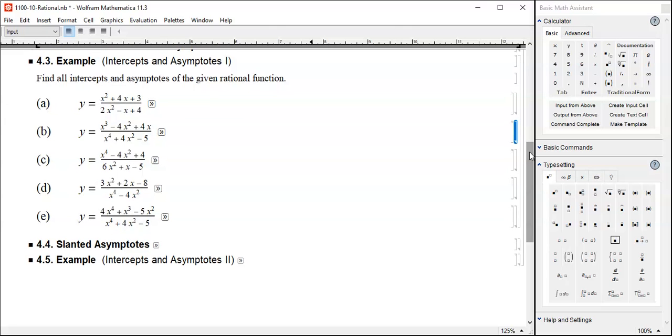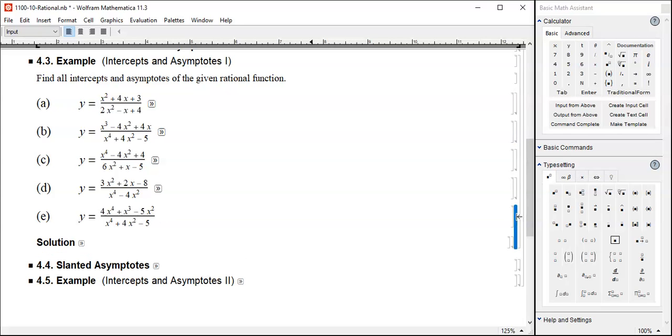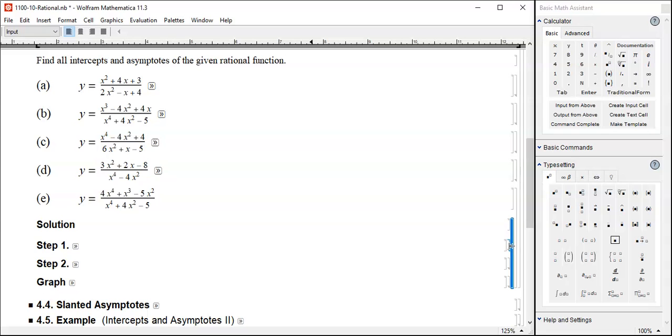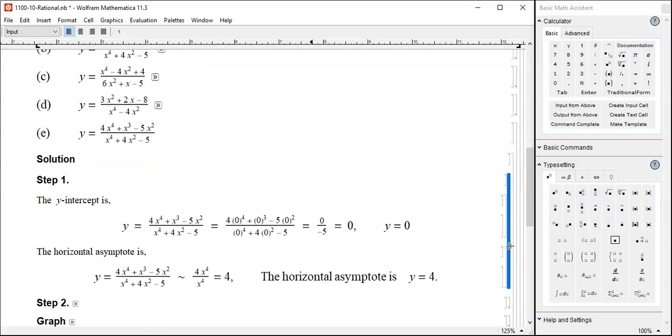Let's see. Do you have enough time for some more problems? Maybe not enough time for a complete problem, but let's take some time to go through at least a part of this problem. Okay, let's go. Step 1, the y-intercept and horizontal asymptotes. Easy. Plug in x equal to 0, you're going to get 0 over negative 5, so that's 0, so that's the y-intercept. The graph runs through the origin. Horizontal asymptote, take the leading terms only, 4x to the 4th power over x to the 4th power. That's 4, so the horizontal asymptote is y equals 4.